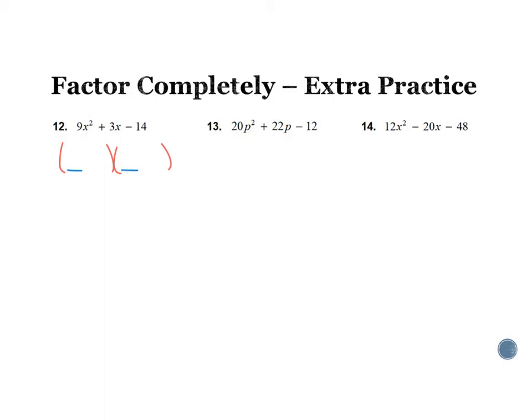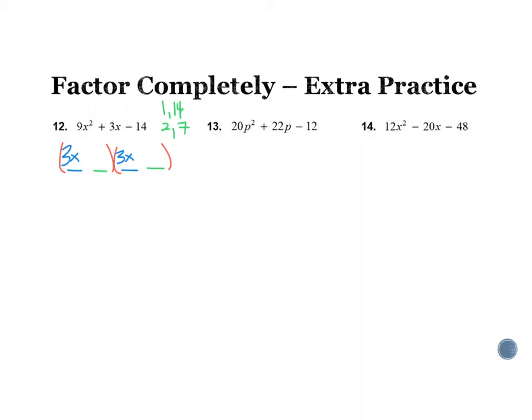So this one has two options, either 9x and 1x or 3x and 3x. So maybe we try 3x and 3x. And on the other side, for last, we're looking at 14. 14 is 1 and 14, or it is 2 and 7. And so the question then is, where do we put these numbers?